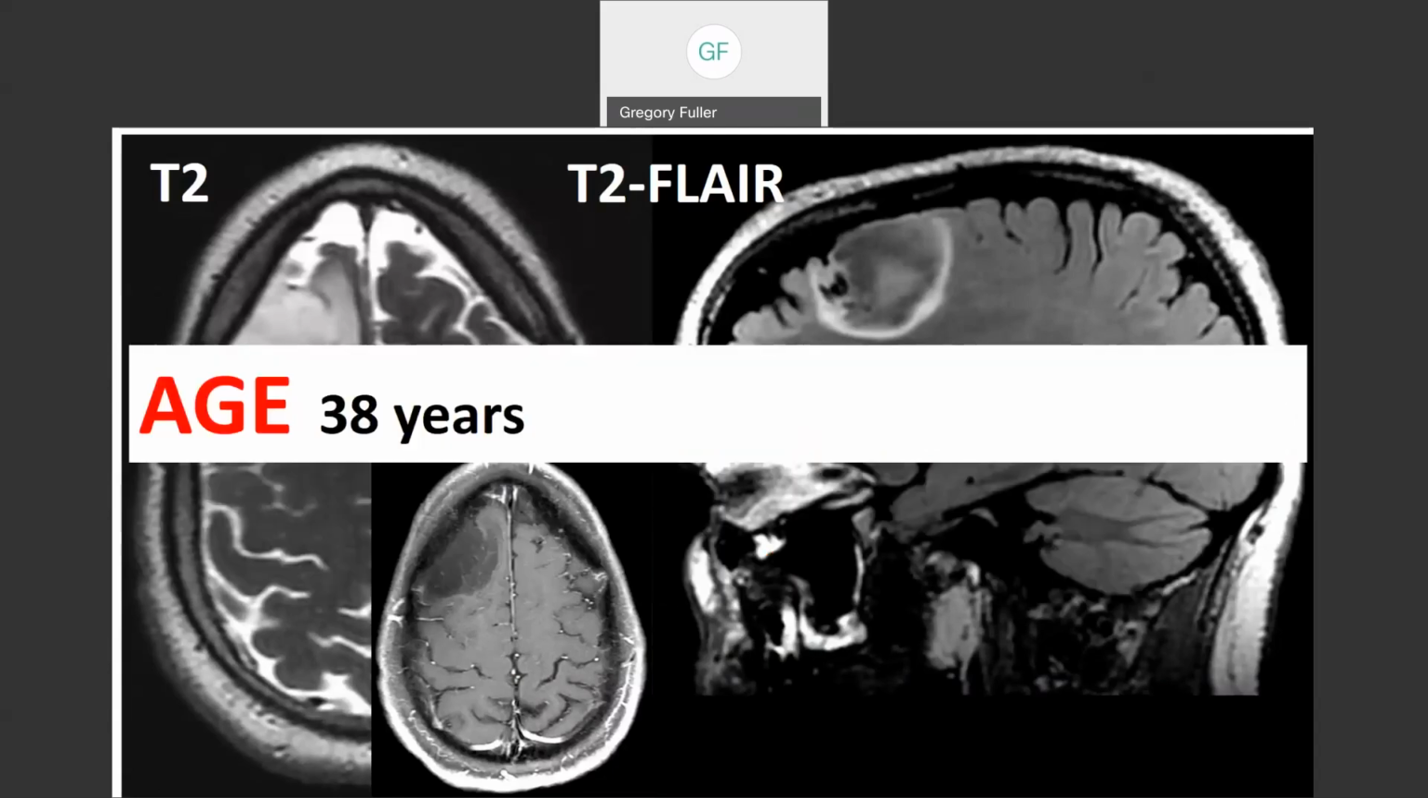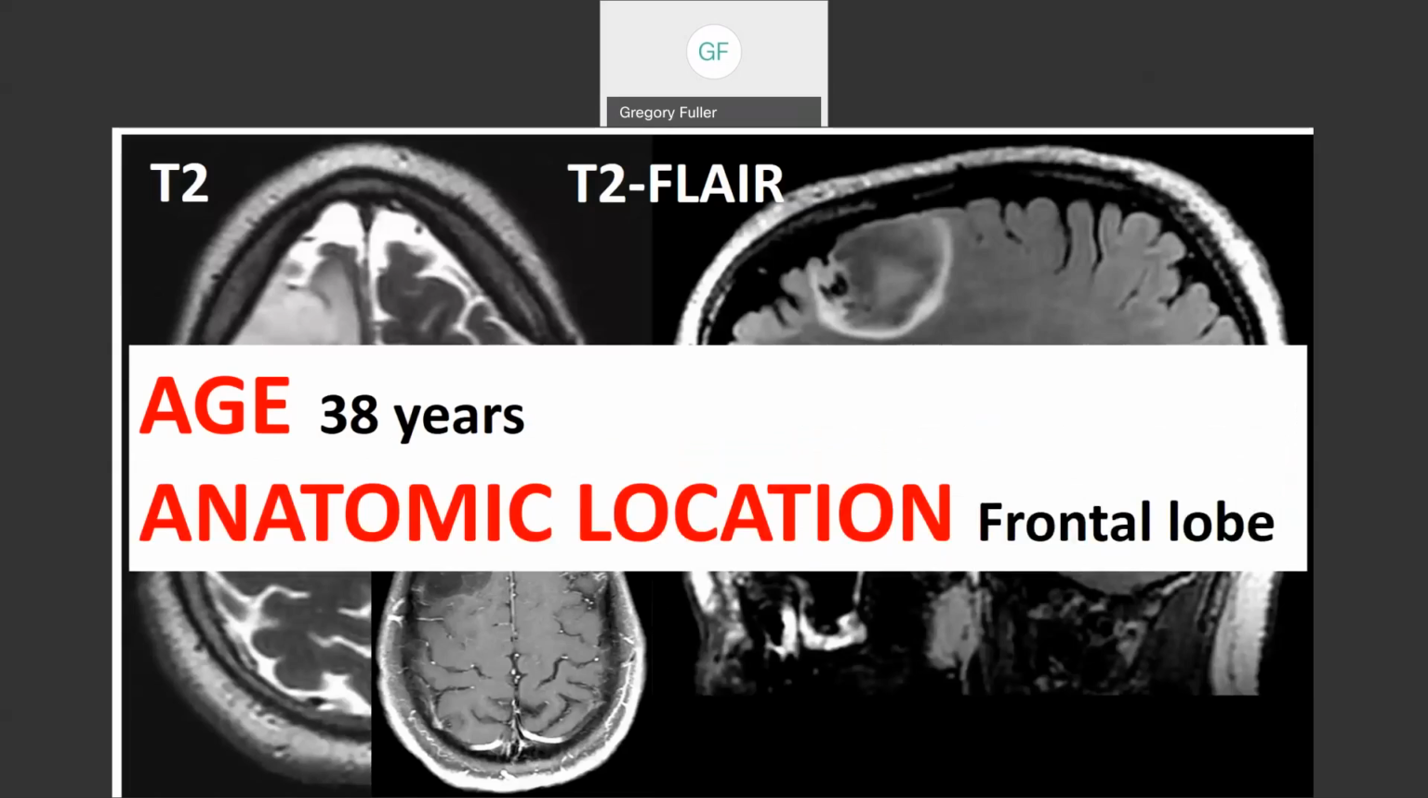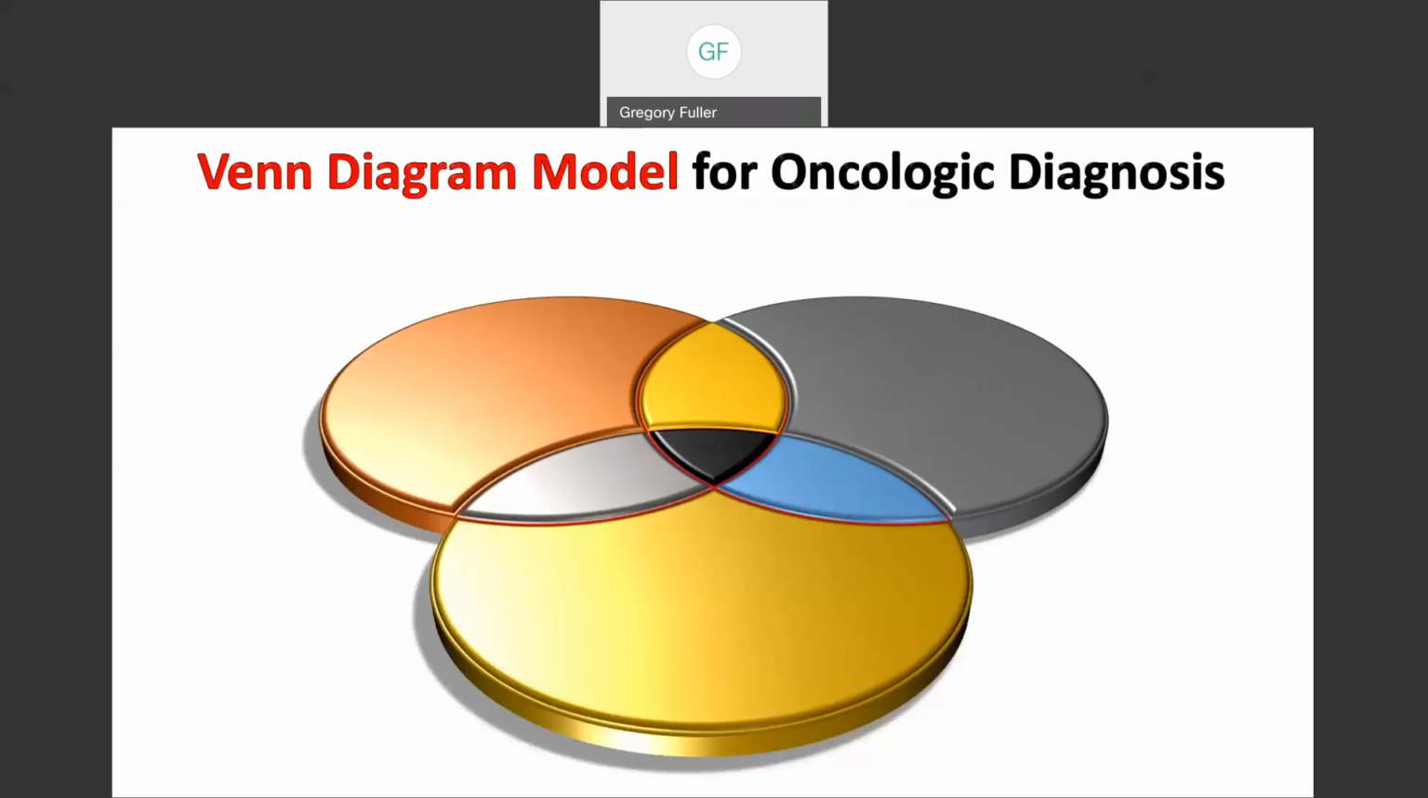And the answer, the age, 38, young adult. Young adult fits well with IDH mutant disease, and the anatomic location. IDH mutant diffuse glioma disease with astro or oligo is overrepresented in the frontal lobe. Certainly can occur in other lobes, but overrepresented in the frontal lobes. So this is a very classic case. All right, so we have three data pools, and that is age, anatomic location, and imaging characteristics.